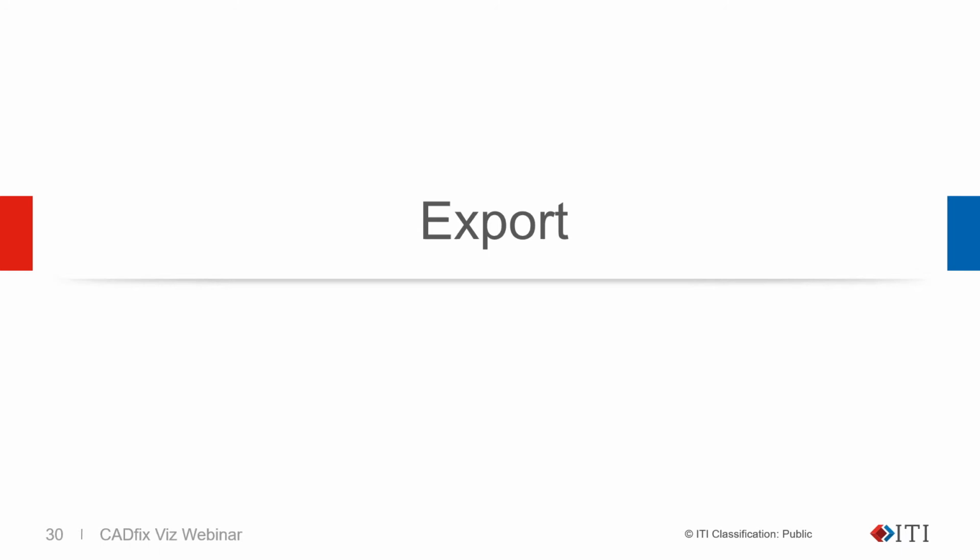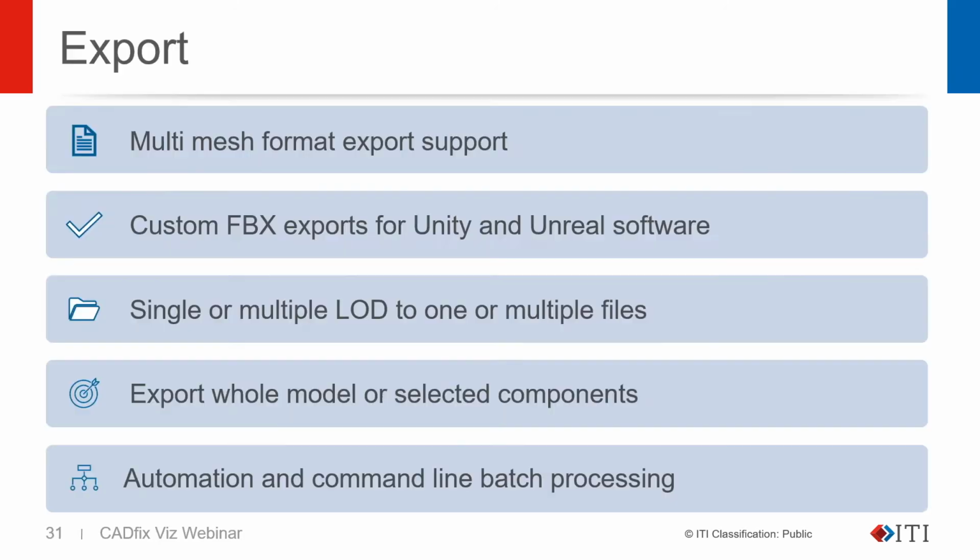And then at the end of the process, obviously, we want to export our models to one of the visualization formats. So again, key to any interoperability software, we have multi-mesh format export support. So you can go to one of a number of different file formats. We have custom flavored FBX exports for Unity and Unreal software.